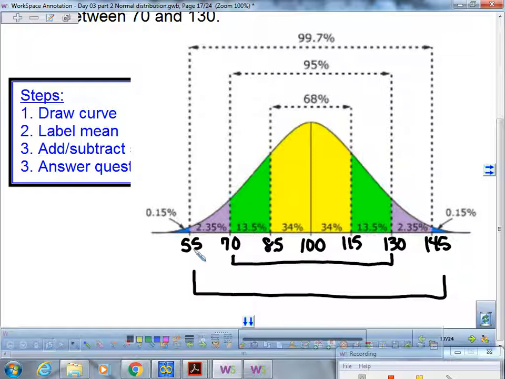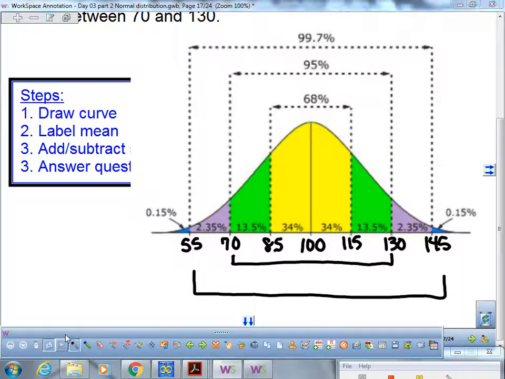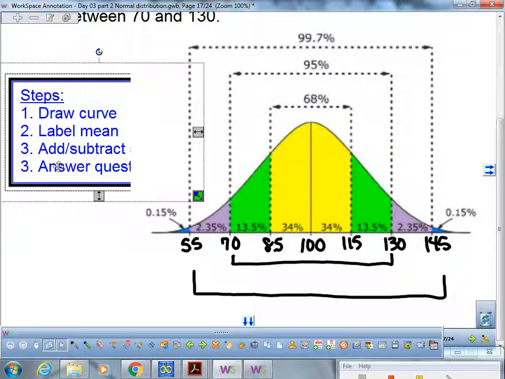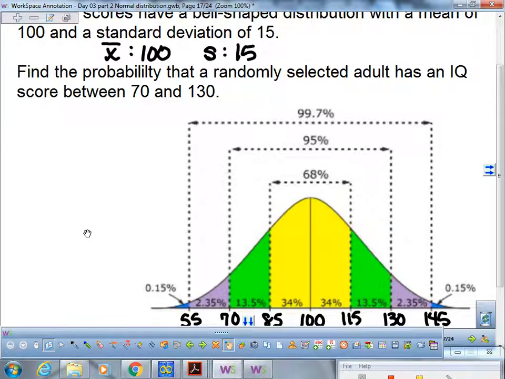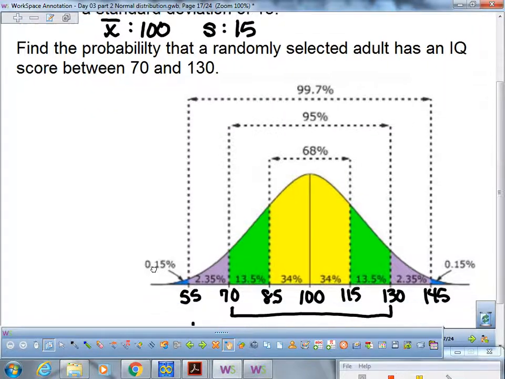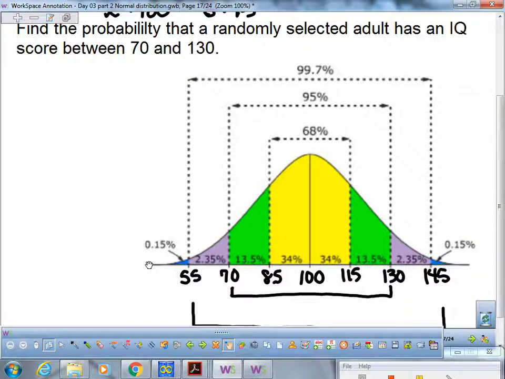All right, so now we're going to answer our question. That's our last one. I draw a curve, I label my mean, I add or subtract to find all of my different values, and then I answer the question. Here's the question. Find the probability that a randomly selected adult has an IQ score between 70 and 130. So between 70 and 130 is 95%.